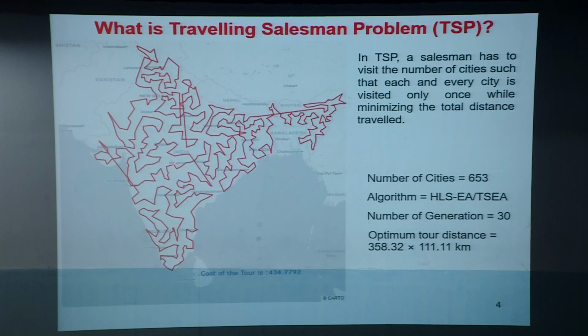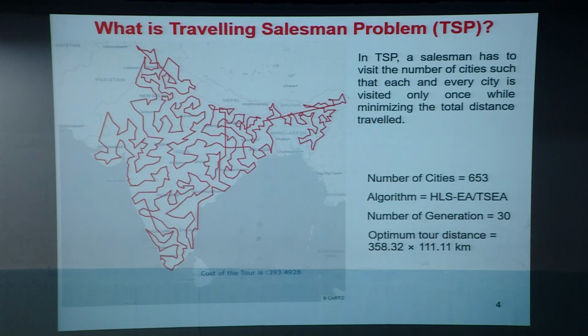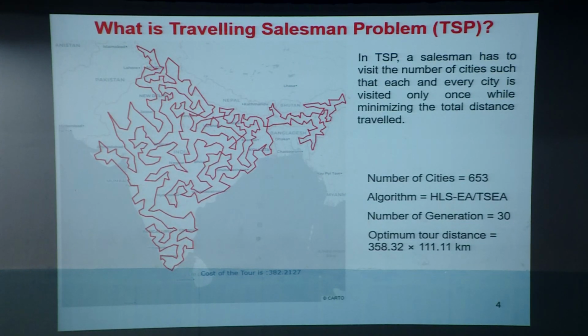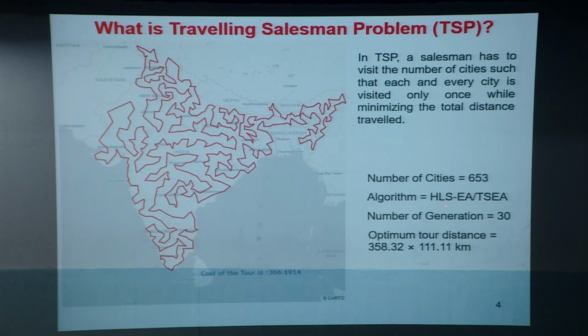So you can see that the starting is zigzag, but once you optimize it, all these cross connections go away and you get a very good route in this case. So this is a typical traveling salesman problem. This problem we have solved using our algorithm, hybrid local search evolutionary algorithm, and its extended version is the two-stage evolutionary algorithm. We have obtained this optimum result in only 30 generations. In this case, the optimum tour length for these 653 cities is around 36,000 kilometers, if you wanted to visit all the cities in India.